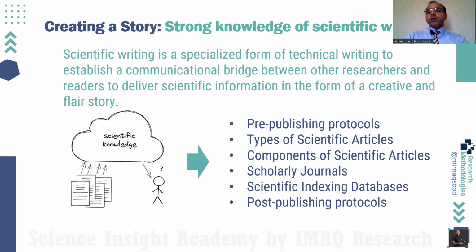For example, you should know about the pre-publishing protocols. You should know about the types of scientific articles, and the components of each type. You should know the basics of scholarly journals, identifying and finding the journals. You should know the scientific indexing databases, and what happens after your paper has been published, the post-publishing protocols of our papers. When you understand all these things, you develop a strong knowledge of scientific writing, then you can write very good papers which can receive very good citations and can improve your career.